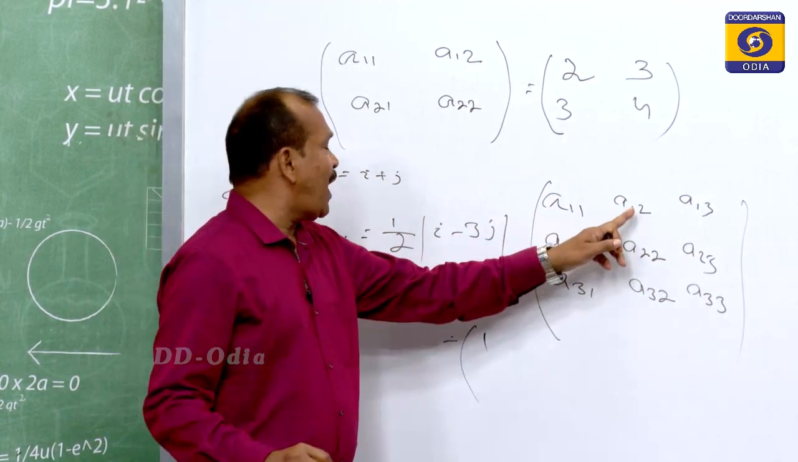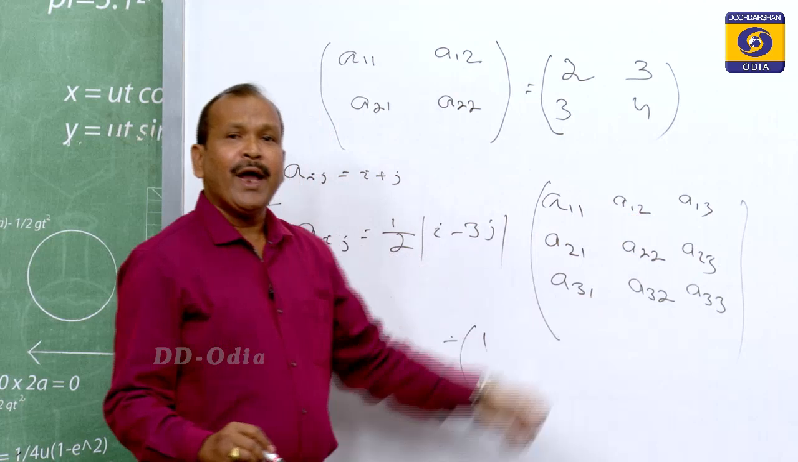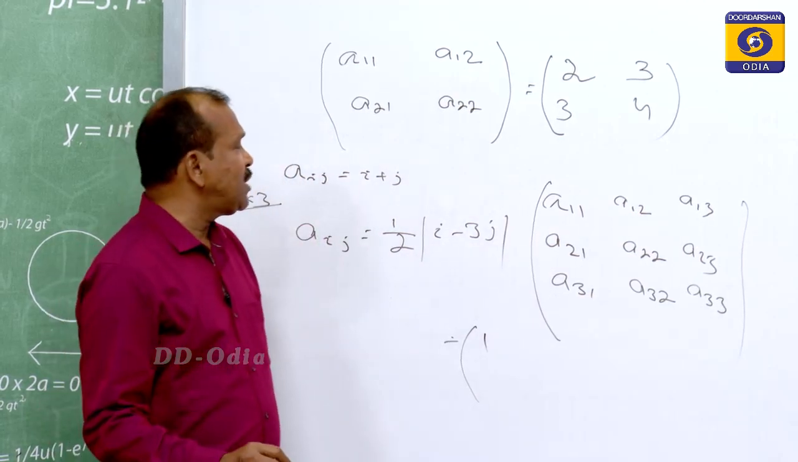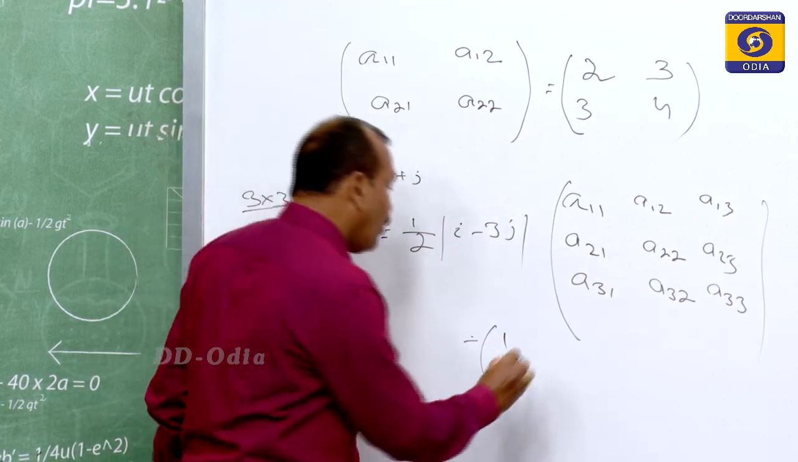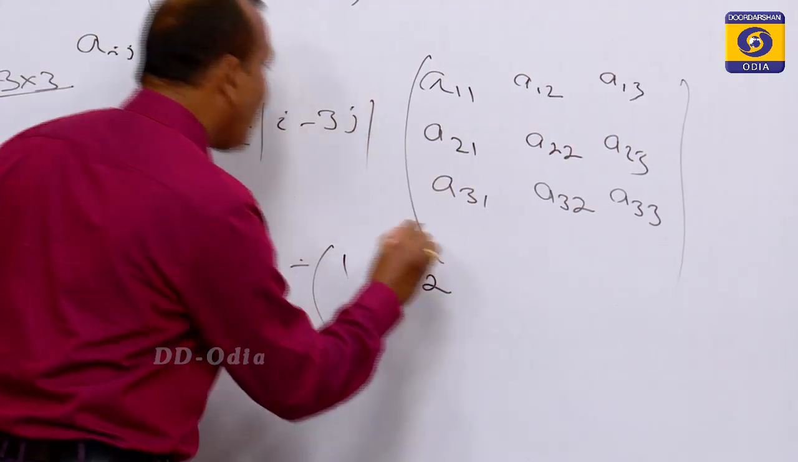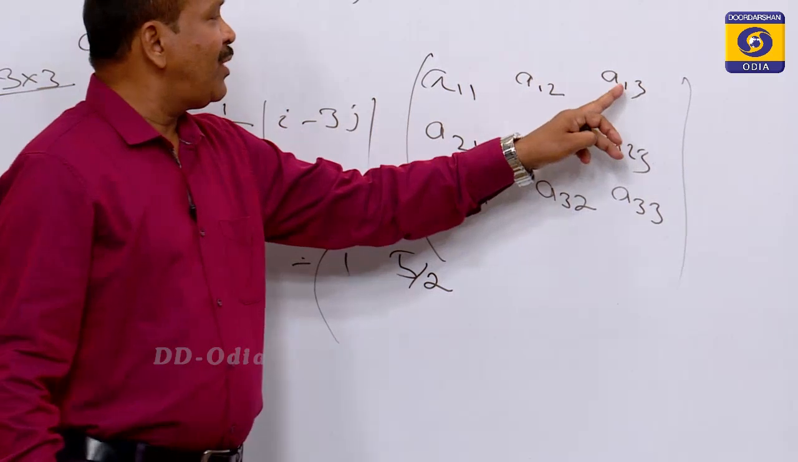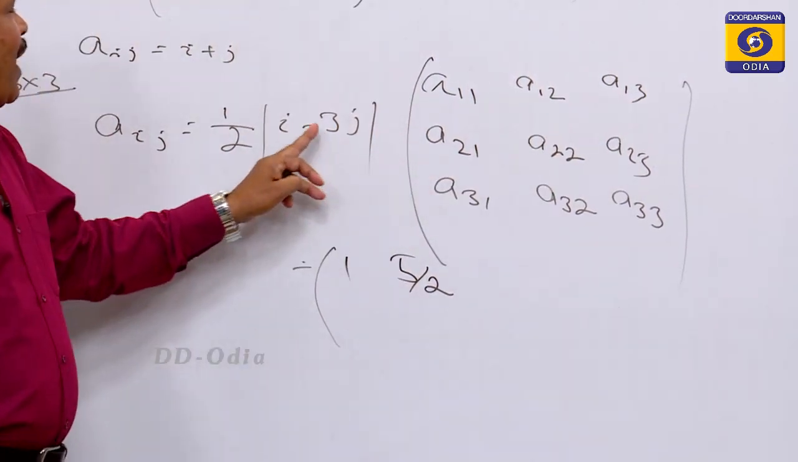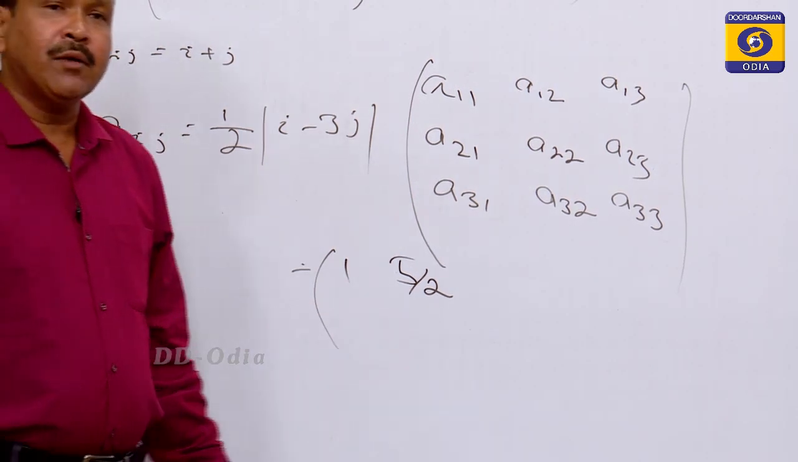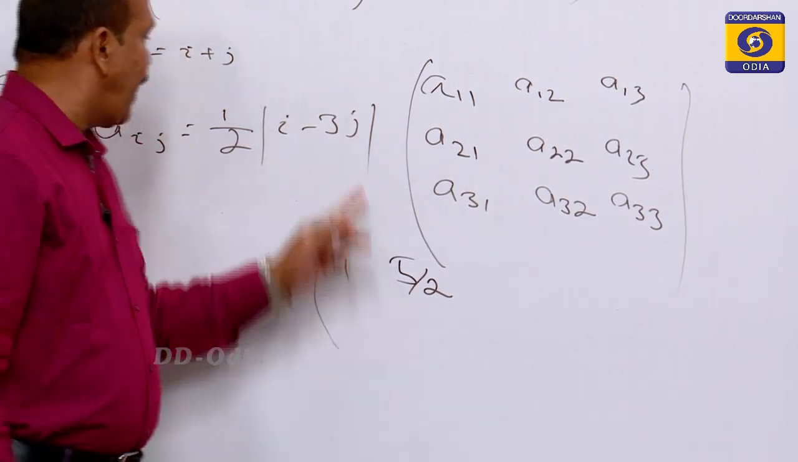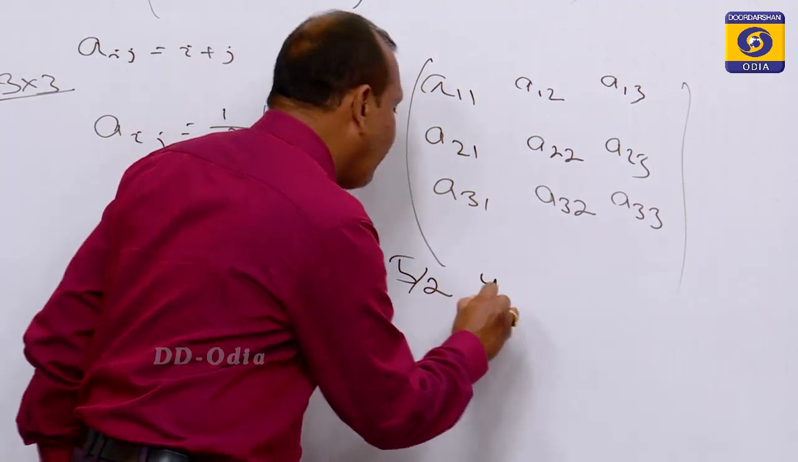Similarly, A12 is 1 minus 3 into 2, that is 1 minus 6, which is equal to minus 5. The mod becomes 5, so 5 by 2. Similarly, A13 becomes 1 minus 3 into 3. 3 into 3 is 9. 1 minus 9 becomes minus 8. The mod is 8. 8 by 2 becomes 4.